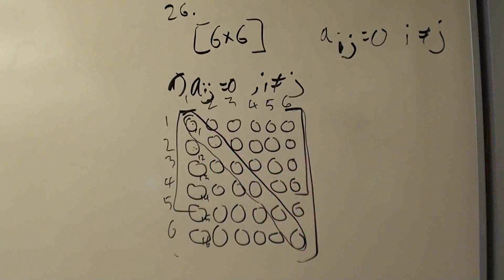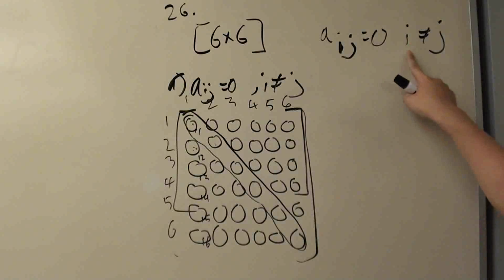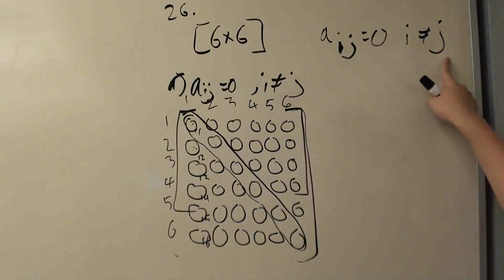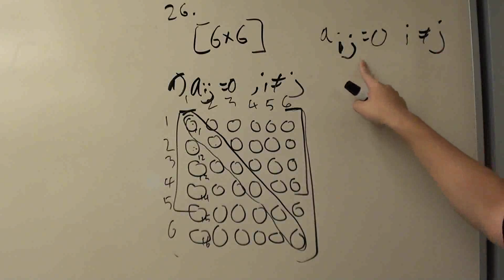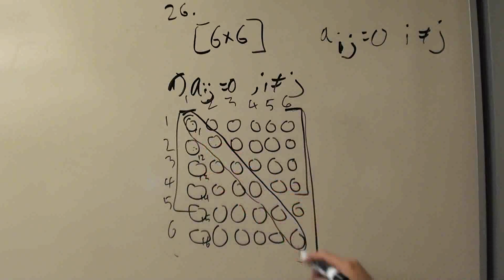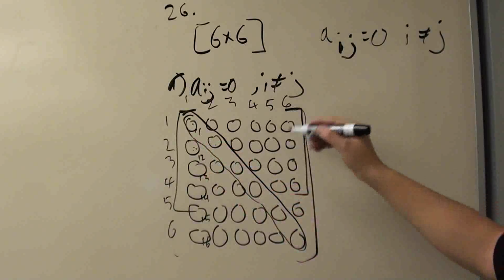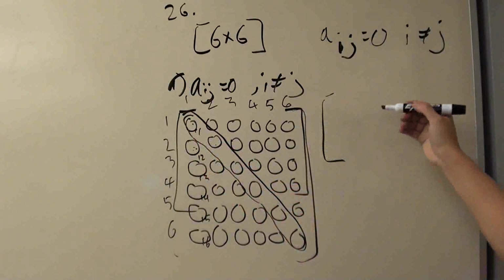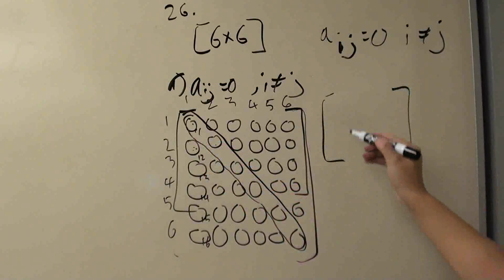So I figured this condition must apply to anywhere except this line. If the row and the column numbers don't match, then it's 0. So basically, everywhere is 0 except this diagonal line. You could draw the whole thing, but I talked to Carlos and he's cool with this too.